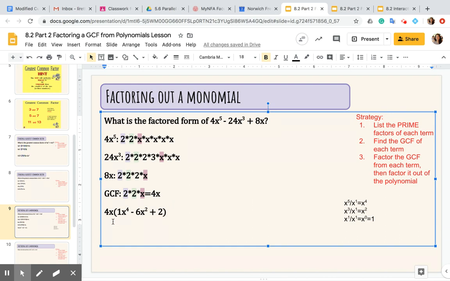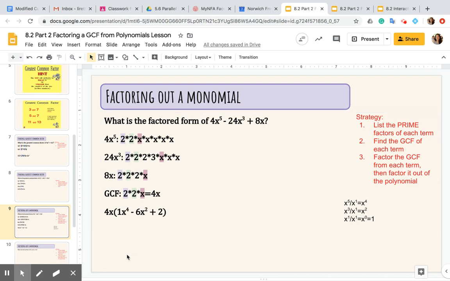And if you're unsure if you're getting the right answer, you can go back and multiply to see if you get the original question. 4x times x to the power 4, add these exponents, you should get 4x to the power 5. 4x times negative 6x squared, 4 times negative 6 gives me the negative 24, x times x squared gives me the x cubed. 4 times 2 gives me 8, and x times an understood 1 gives me x, so I get 8x.